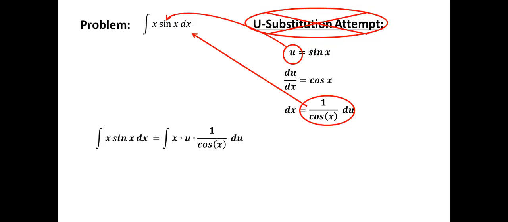So u substitution is not going to work. So what can we try? Well, if basic integration techniques don't work, and if u substitution doesn't work, then your next step, you're going to want to try integration by parts. And integration by parts is based on the product rule. In fact, you could say that the chain rule is to u substitution as the product rule is to integration by parts. So let's take a look back at the product rule.